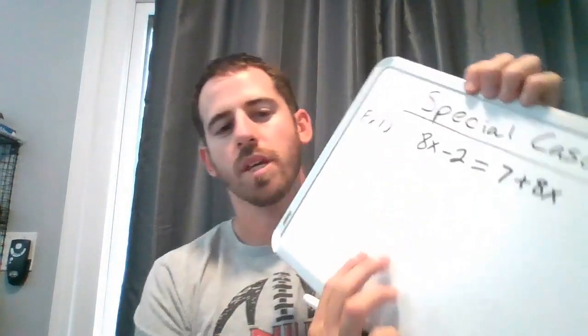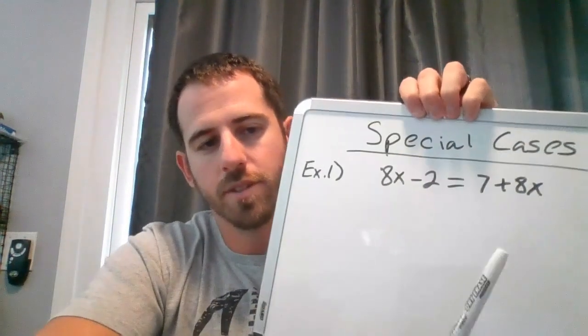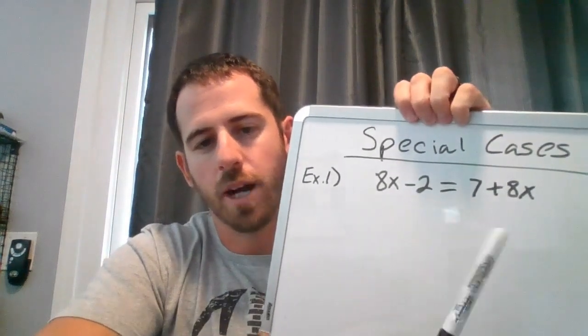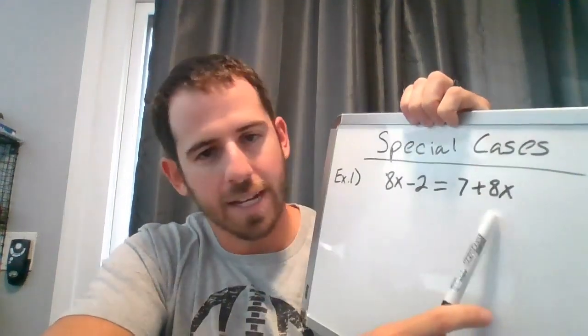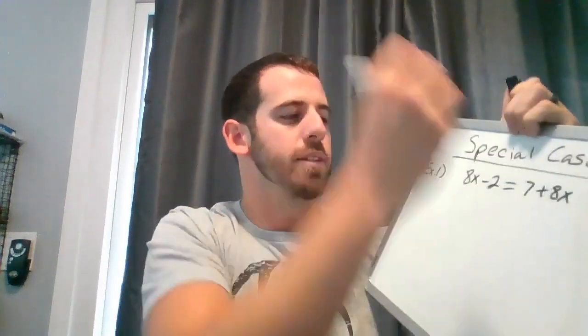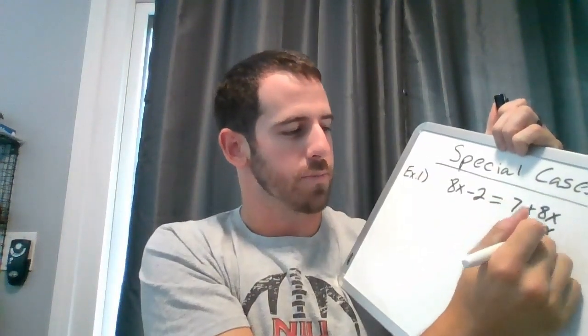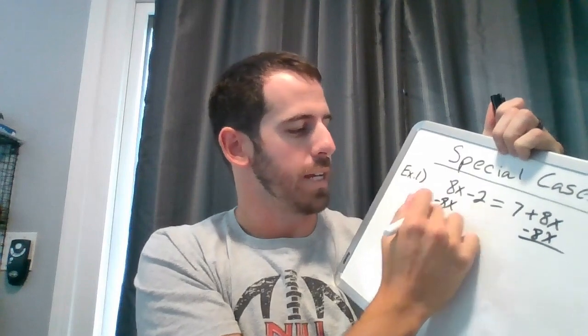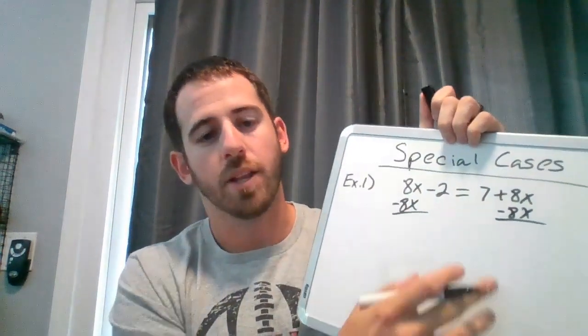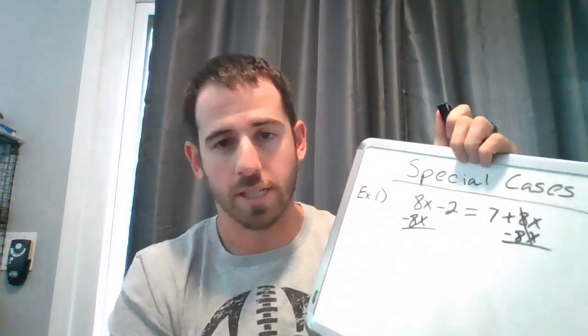So, okay, like we talked about in the previous video, it doesn't matter where you move your variable. I'm going to move it left. So I'm going to take this 8x on the right. Since it's positive, I'm going to subtract it from both sides. So I subtract 8x, subtract 8x. On the right side, they'll cancel just like they should.